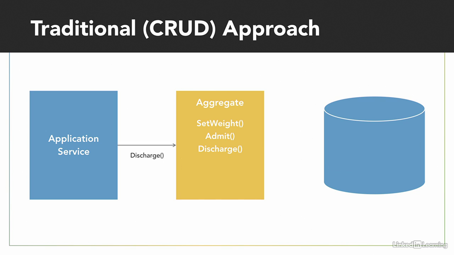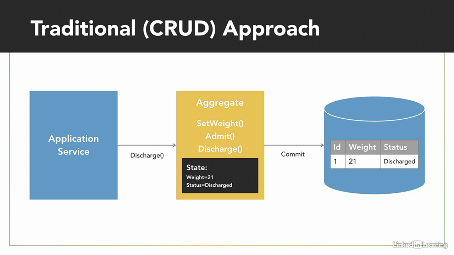And what about this other discharge method? We could invoke it, let the object change its state, and then persist it to the database. You get the idea. The thing with the traditional CRUD approach is that we always commit a new state and the previous one gets overridden.